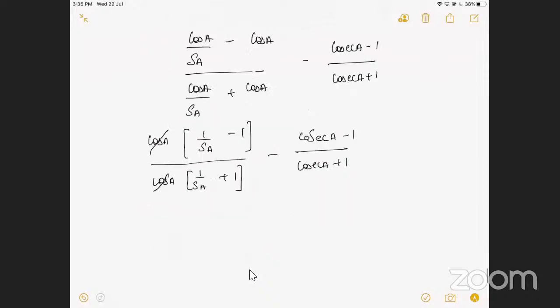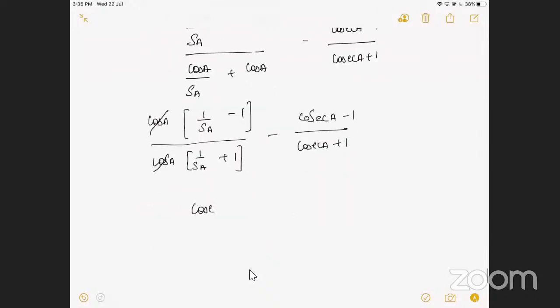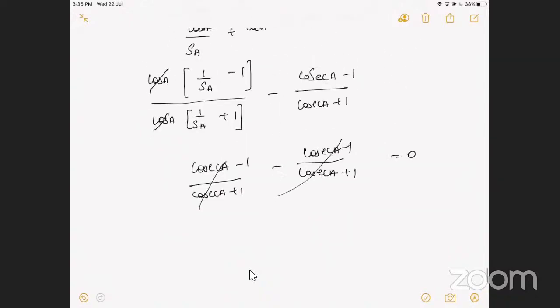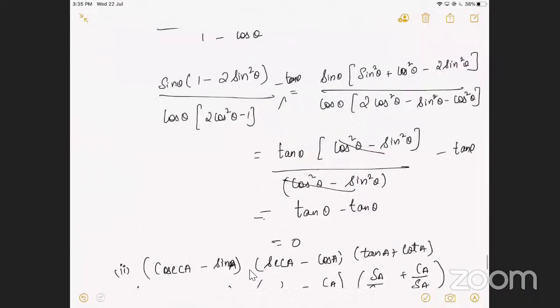So cos cancels. So same thing. 1 upon sin A is cosec A minus 1 upon cosec A plus 1, minus cosec A minus 1 divided by cosec A plus 1. Everybody understood? Yes, sir. Sir, could you give some time for the fourth and the fifth one? Yeah, sure. Take your time.